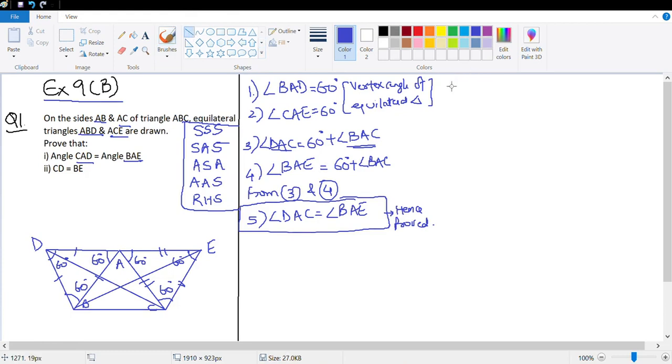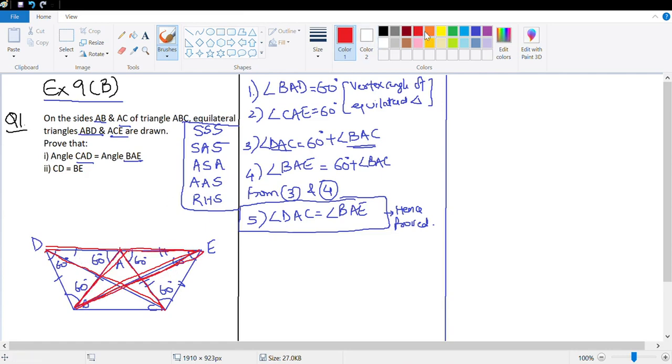Done. Let's look at part 2 of this question. Part 2 of this question says prove that CD is equal to BE. So let's look at where is CD. CD is here and BE is here. So let's look at which triangle is CD a part of, which will help me prove them congruent. So this is CD and BE. Let's look at which triangle they will form a part of and some information given to us. So let's look at ADC. Let's look at this triangle ADC, and let's look at the triangle ABE. Let's look at these two triangles and see if we can try and prove them congruent.